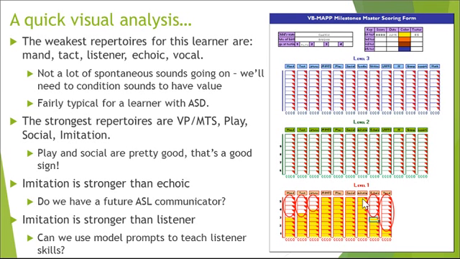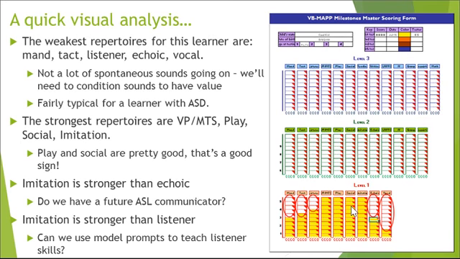Maybe we have a future American Sign Language communicator on our hands. It might be a little bit more difficult to evoke some echoic behavior, but that imitation behavior is already really strong. So maybe we can jump right in and increase these mands by teaching some signs via that imitation pathway. Imitation is also stronger than listener skills. So maybe we could use some model prompts because the learner is able to imitate. They're able to follow a model prompt to teach some listener skills.